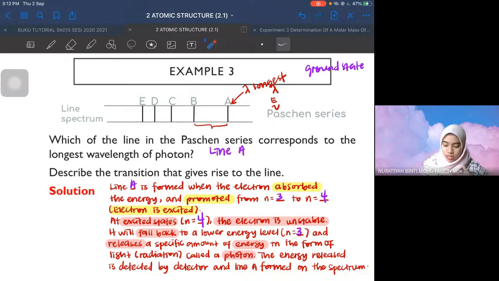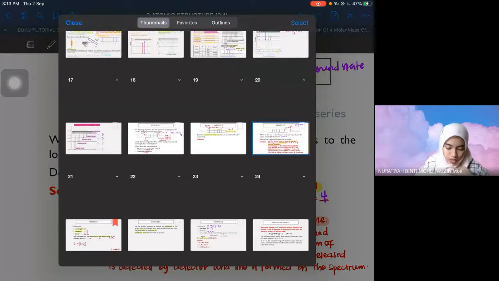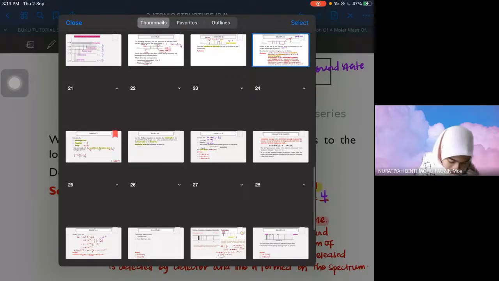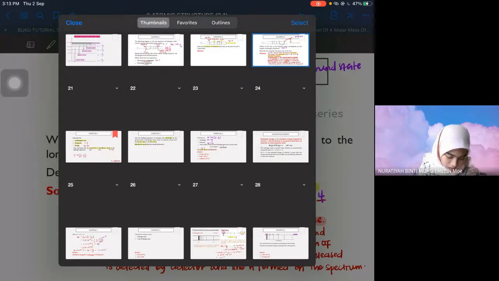So ayat yang ni macam extra lah actually. Tapi ni macam the very very complete explanation lah to describe the transition that will give rise to the line. Okay? Alright. Boleh? Boleh. Maksudnya awak kena explain daripada dia ground state to excited state and then they fall back baru dia produce line. Okay? Okay, so next exercise.